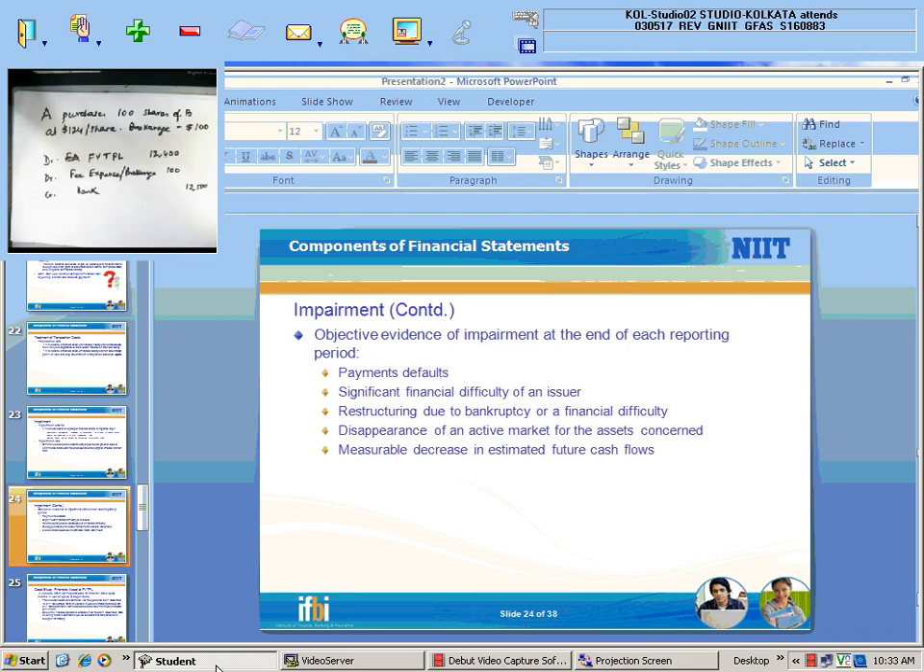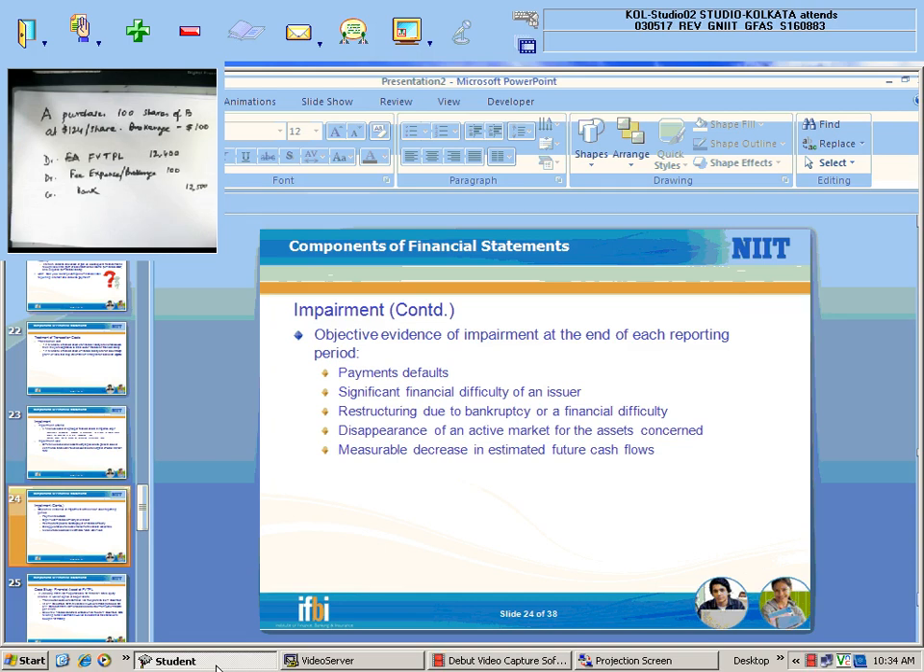These are the objective evidence for impairment. At the end of each reporting period, the entity will look for any objective evidence of impairment, which could be any of these: payment default, significant financial difficulty faced by the issuer, restructuring due to bankruptcy or the financial difficulty faced by the issuer, disappearance of an active market for the assets concerned, or measurable decrease in estimated future cash flows.